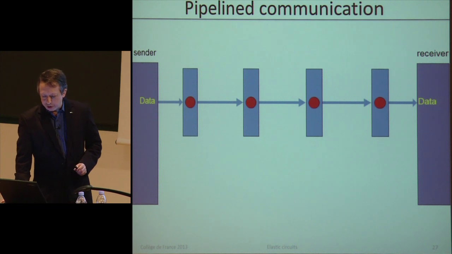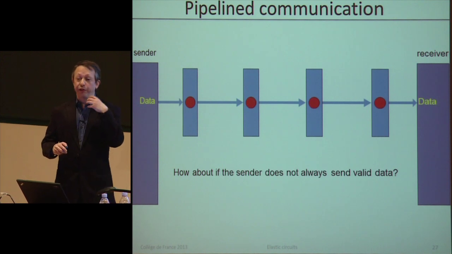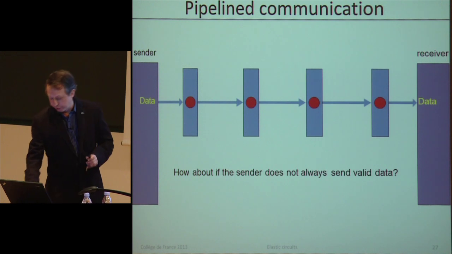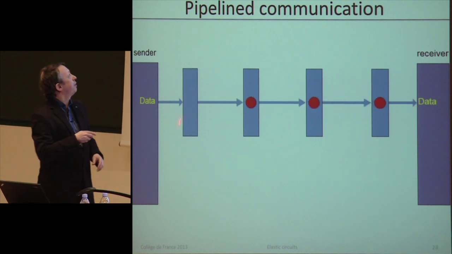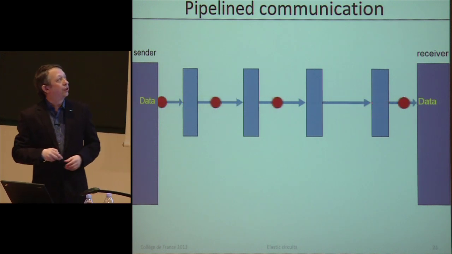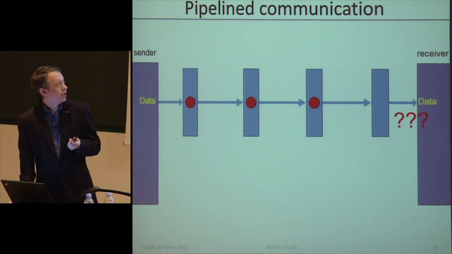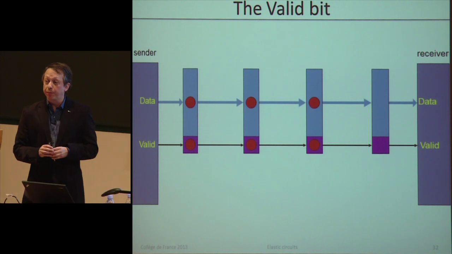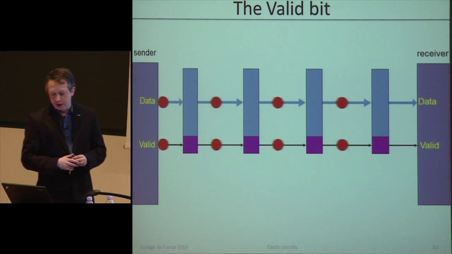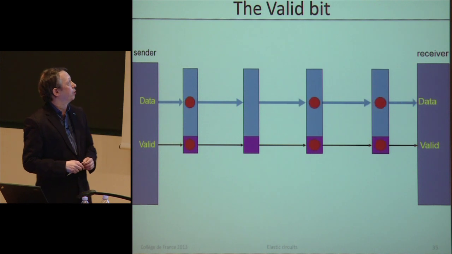The problem with this pipeline communication is, how about if the sender does not always send valid data? And we don't know when this will happen. It's unpredictable. Okay? For example, and this is shown by this empty space here, the bubble means no valid data. So how does the receiver know that this data is valid or not? And here is where we introduce one of the handshake signals, which is the valid signal. It's one bit that is basically emitted by the sender and indicating to the receiver that you shouldn't pay attention to this data. You shouldn't do any computation.